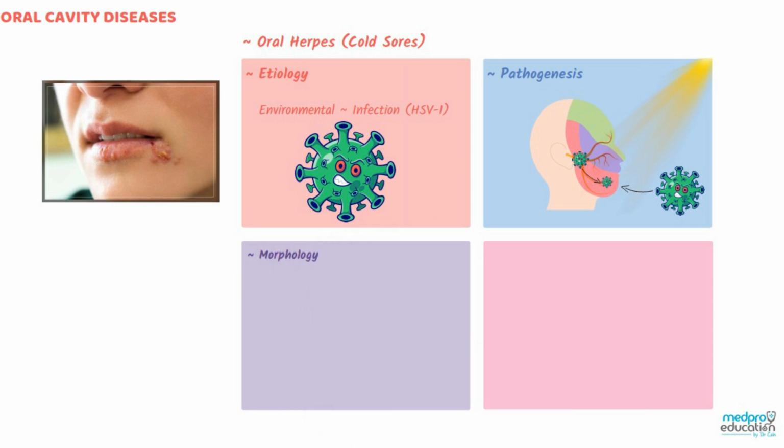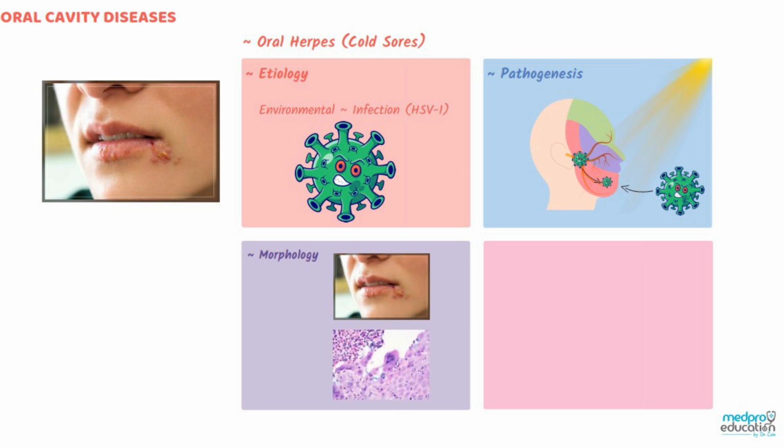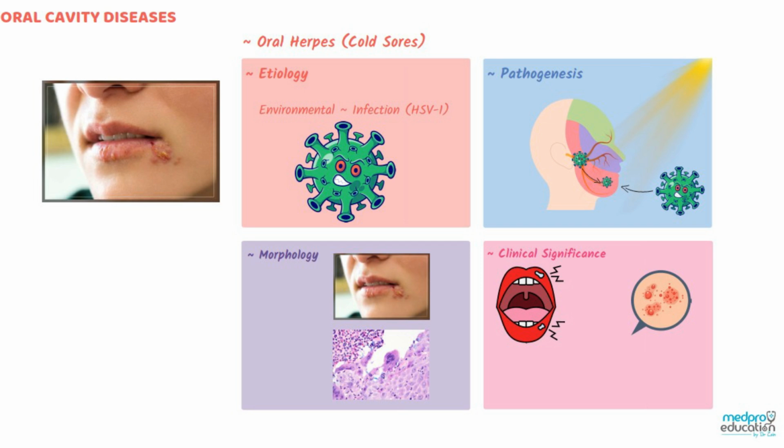Morphology: grossly, we see clusters of small vesicles, blisters, that rupture to form painful, shallow ulcers. Histologically, we see epithelial cell damage with characteristic viral inclusion bodies. Clinical significance: presents as painful cold sores or fever blisters. It is recurrent and contagious. Antiviral drugs can reduce the duration and severity of outbreaks. Since oral herpes is spread through direct physical contact, the best method of prevention is to avoid physical contact with a person's herpes sores when they are having an outbreak.